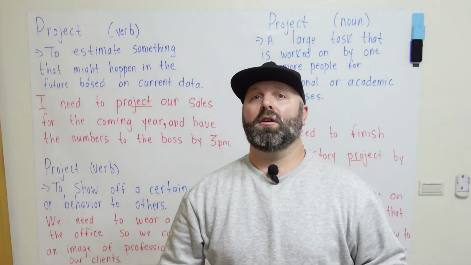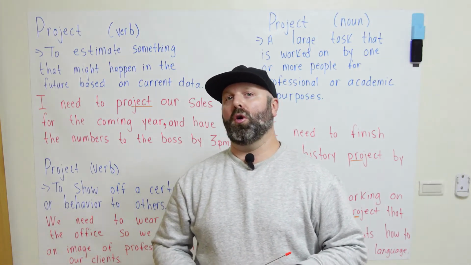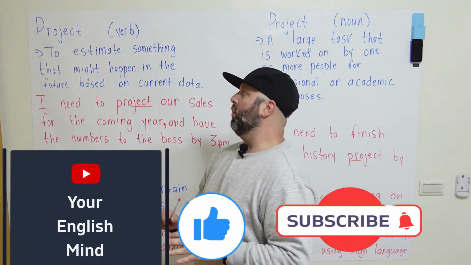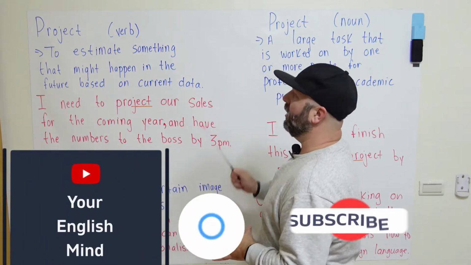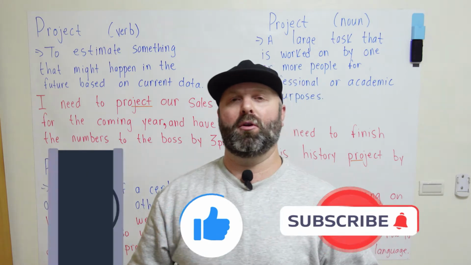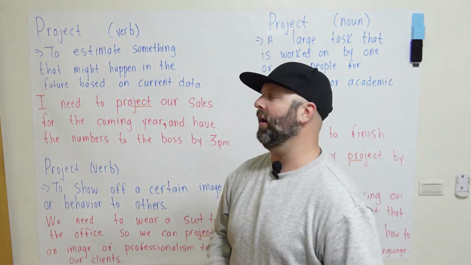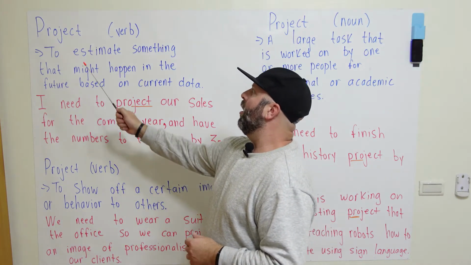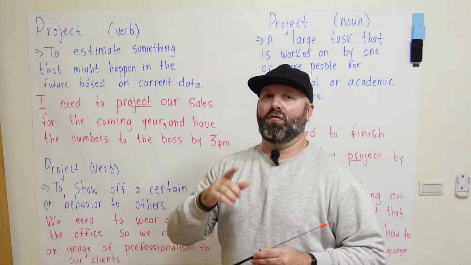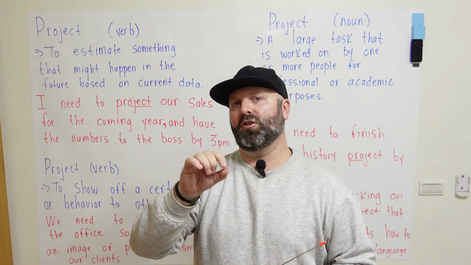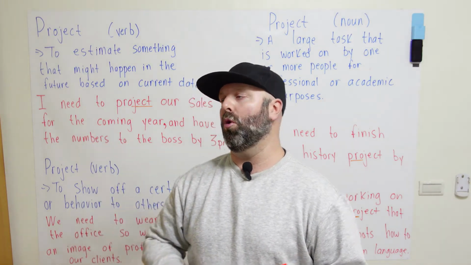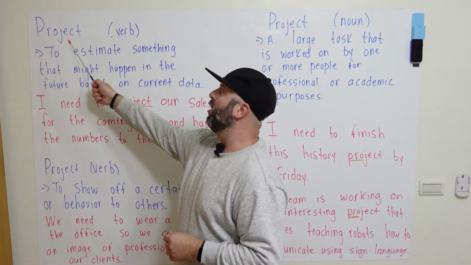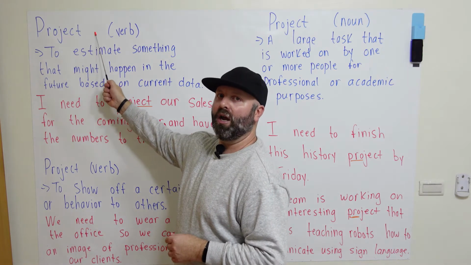So let's look at our second homograph, which is the word project and project. I'm going to go into more detail about the pronunciation in just a couple minutes, okay? So let's focus on the verb first. Now, project, remember, verb, two-syllable verb, the stress is at the end of the word, okay? So this sounds like project, project.